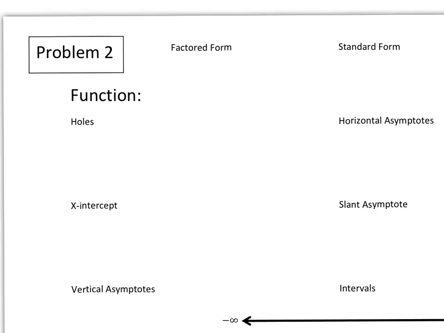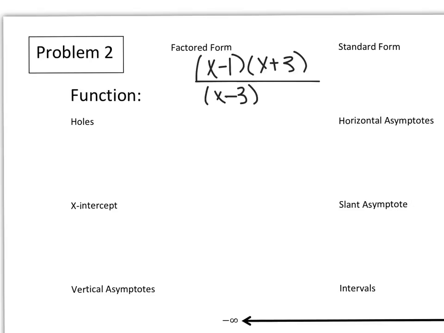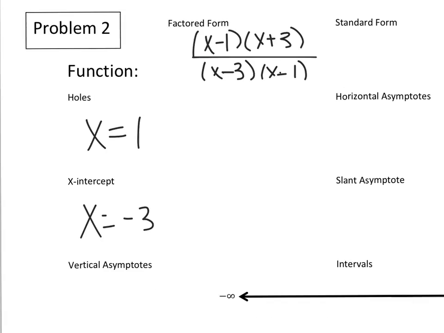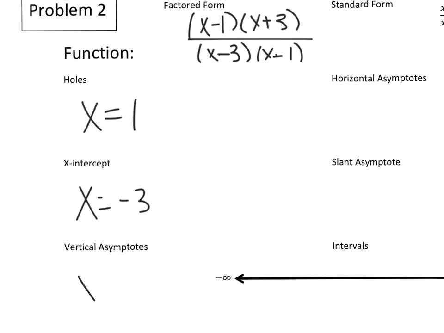So when we factored this, factored form gave us what on top? Over x minus 3 and x minus 1. All right. And there was a hole. Where was there a hole? X equals 1. Where was the x-intercept? Vertical asymptote and horizontal asymptote. Okay, so when we go to graph this, we start with our intervals.